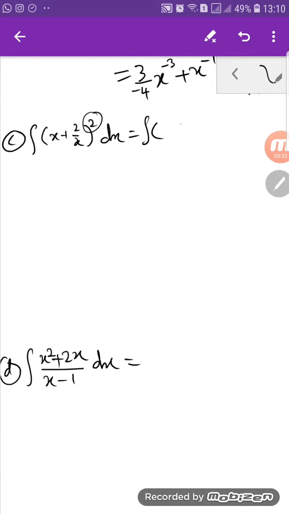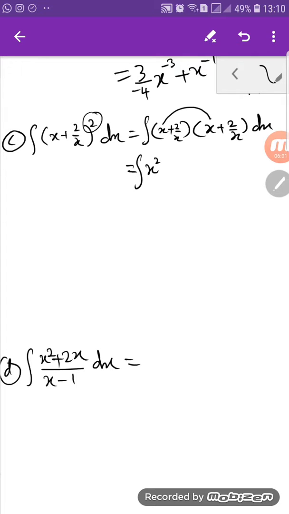So we can write it like this: (x + 2/x)(x + 2/x) dx. What I did was just copy-paste the bracket, because squared means two brackets. So let's expand them. Don't forget the integration sign, because we are merely changing the form of the function. We haven't done any integration yet.